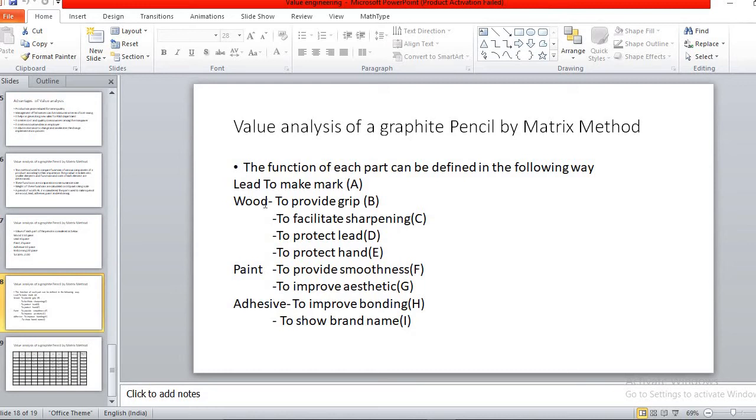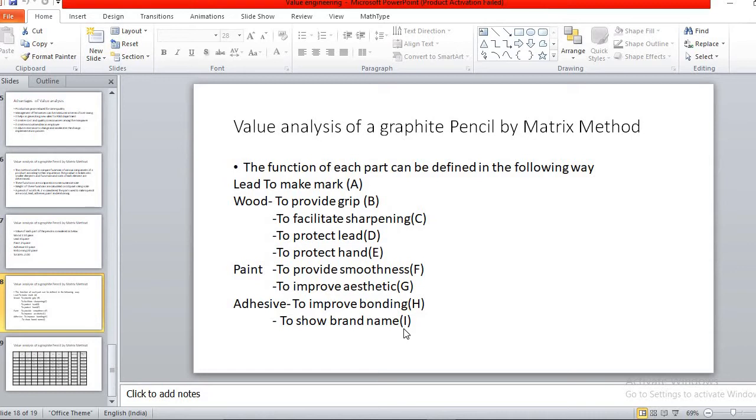Similarly, for wood there are four functions: provide grip, facilitate sharpening, protect lead, and protect hand. Each function of wood is denoted by B, C, D, E. Similarly, for paint, to provide smoothness and to improve aesthetics. These functions are given the notation F and G. For adhesive, to improve bonding and to show branding, given the notation H and I.